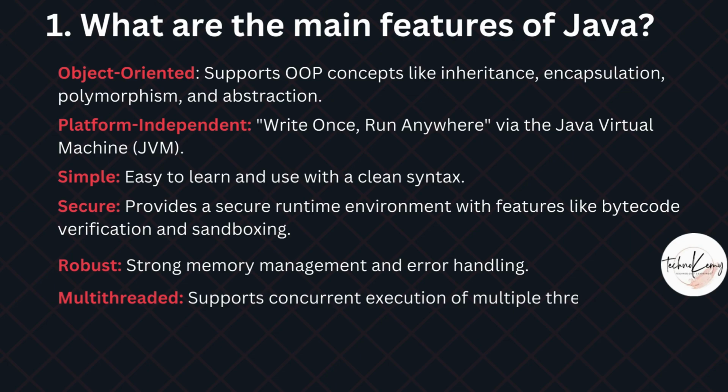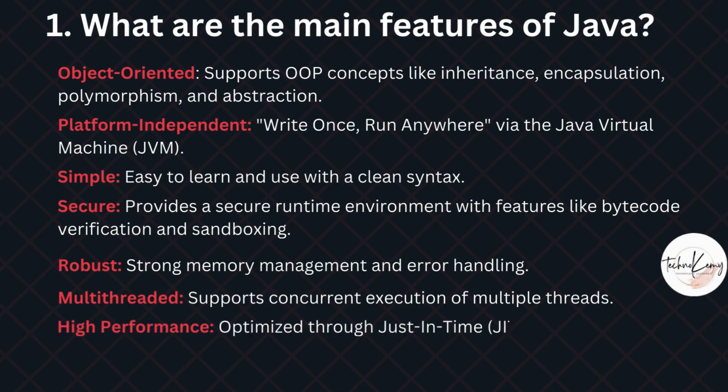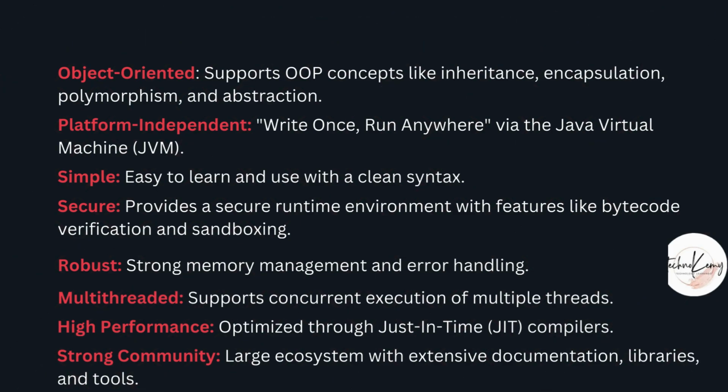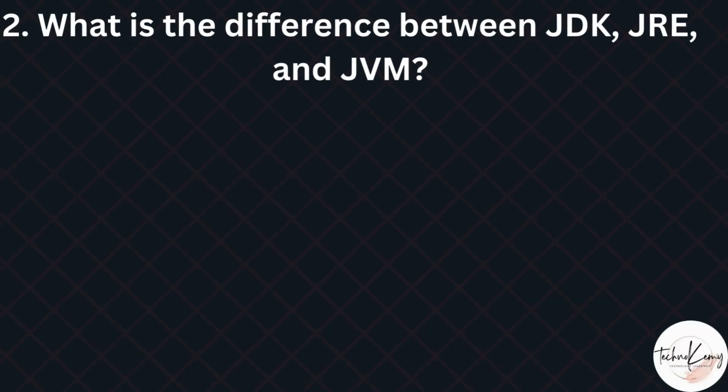It is multi-threaded. Java has inbuilt support for multi-threaded programming, allowing developers to write programs that can perform many tasks simultaneously. Just-in-time and other optimization techniques have been used to increase the performance of Java. And the last one is a strong community. Java has a large and active community, which means extensive documentation, a wealth of libraries, and frameworks such as Spring, Hibernate.